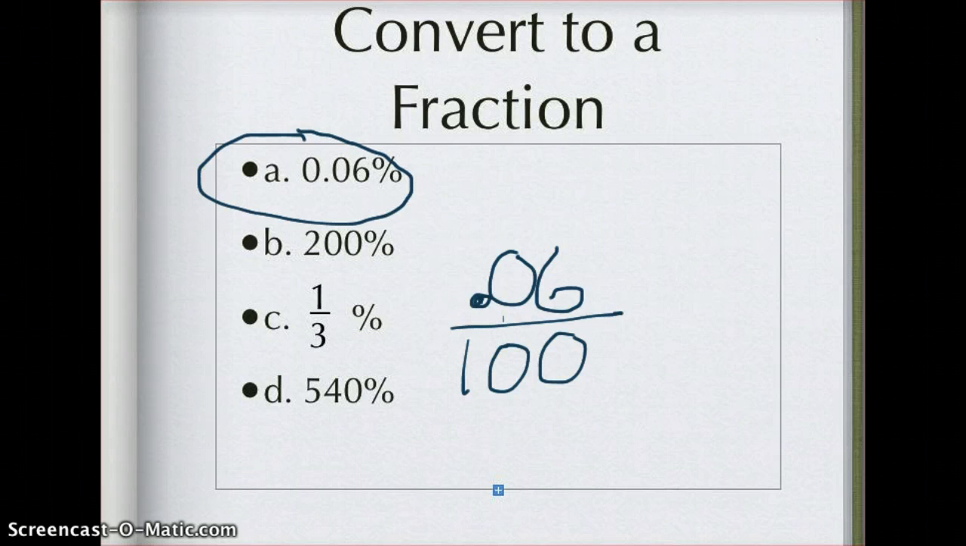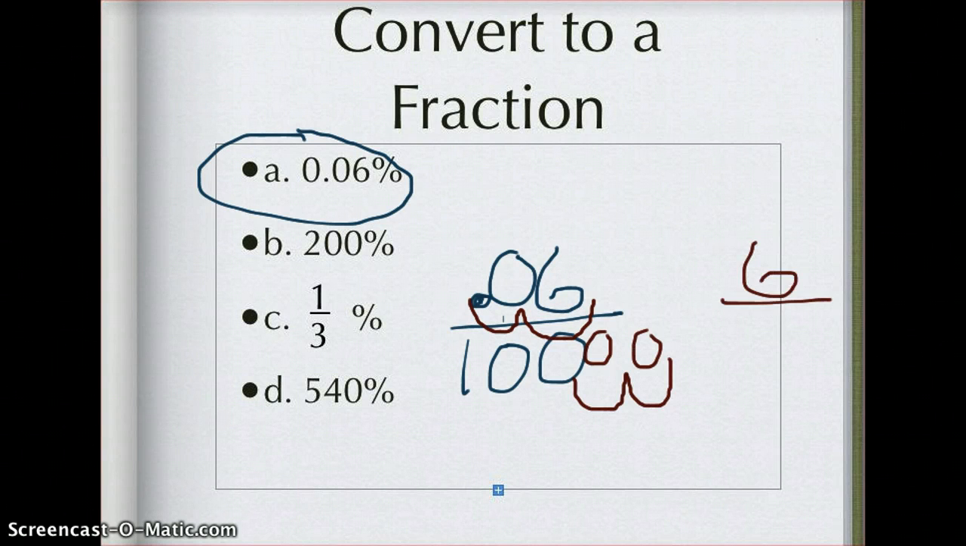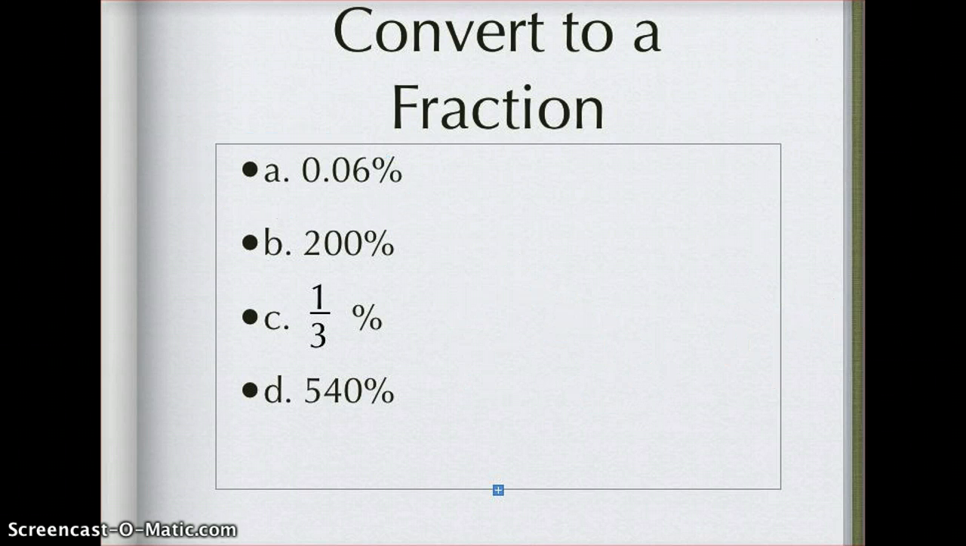Now I want to get this into a whole number on the top, so I need to move the decimal over 2 to the right. If I move it over 2 to the right at the top, I need to move it over 2 to the right on the bottom. So I end up with 6 over 4 zeros, 6 over 10,000. That's my answer. 6 over 10,000. Please pause the video and try B now.